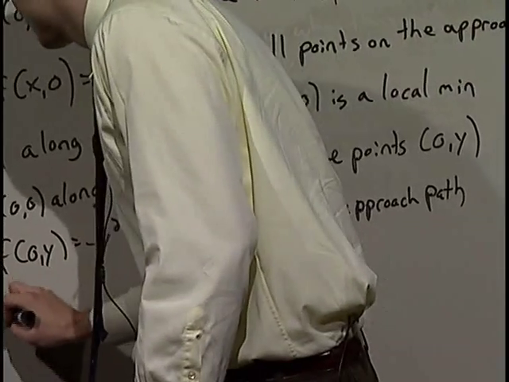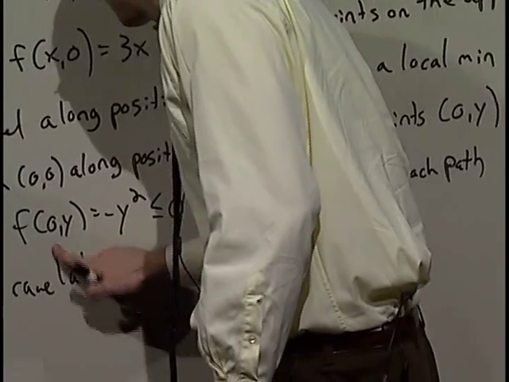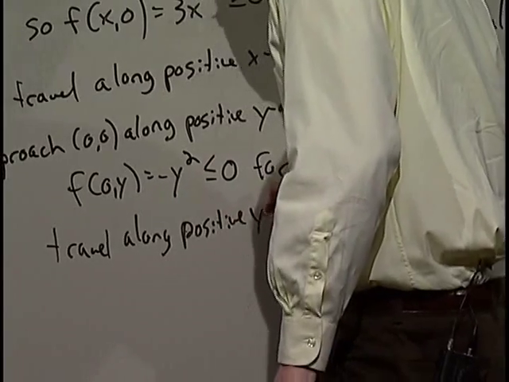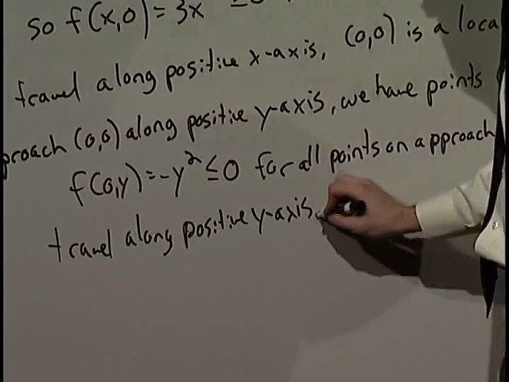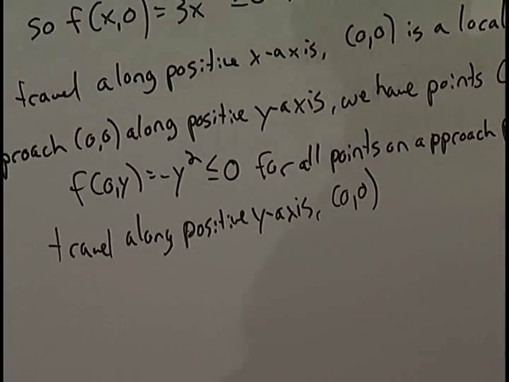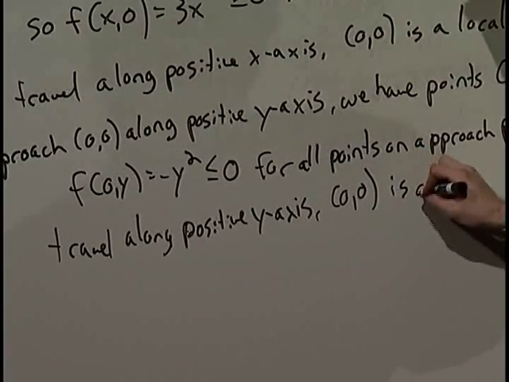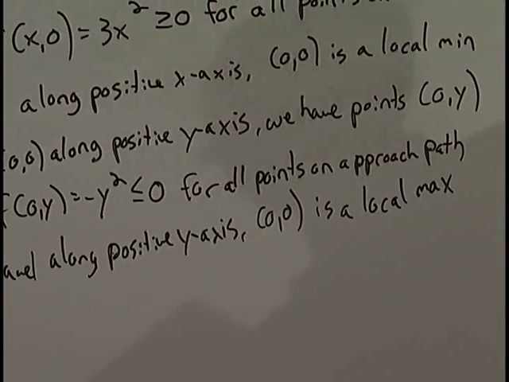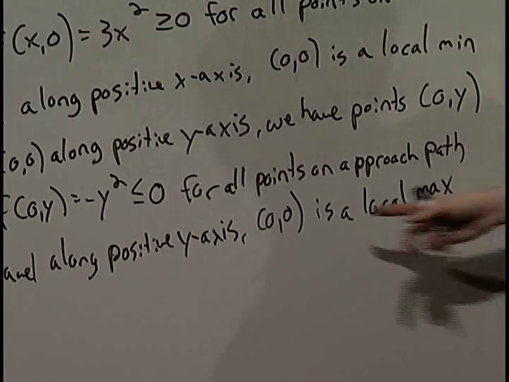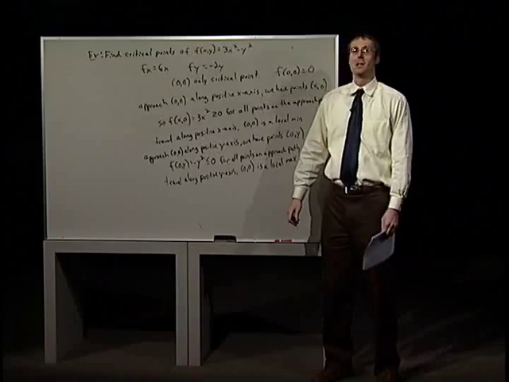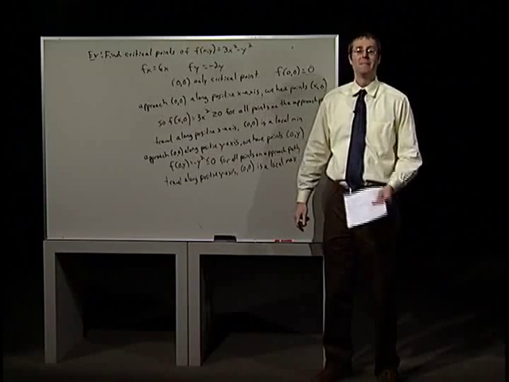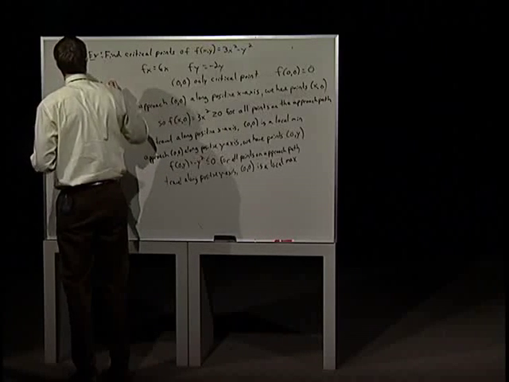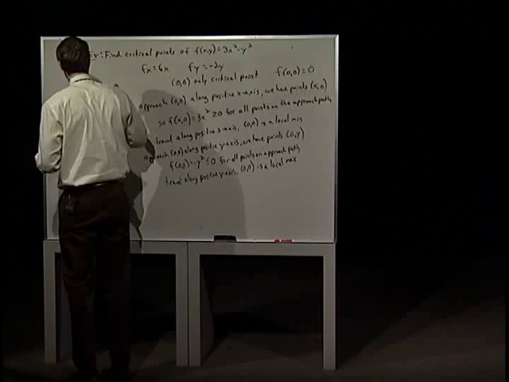And so if you travel along the positive y-axis, you're always going to be less than 0, so 0 is the high point. 0 is a local max, right? So you travel along that, 0 is a local max. Well, if something acts like a local min at some points and a local max at other points, it must be a saddle point, right? So therefore, 0, 0 is a saddle point, right?